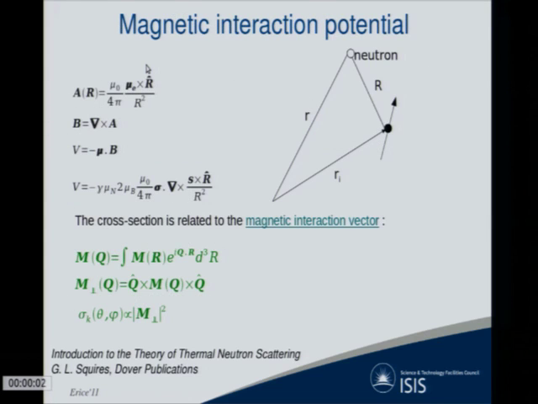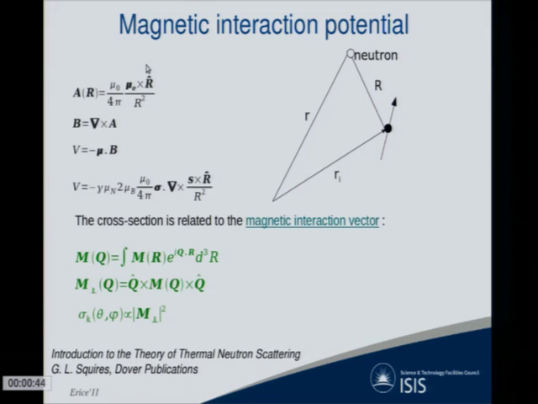So in order to calculate the cross-section, you have to consider a neutron, for simplicity, a unique unpaired electron here, and a position vector between the two. And you write the vector potential, the magnetic potential imposed by this moment at the position R. And you can calculate the magnetic field by taking the curl of this potential vector. And then the potential interaction is just the scalar product of the spin of the neutron by this field. And if you do all the mathematics, I will not go through the detail, what you find is that the cross-section for magnetic scattering is proportional to what we call the magnetic interaction vector. And I will explain that in a minute.